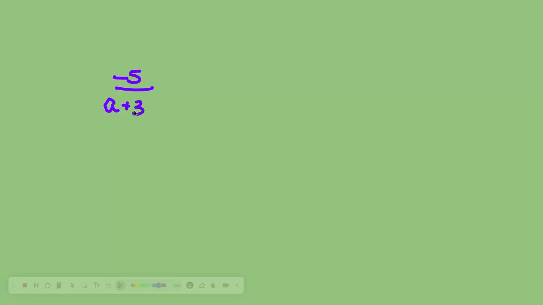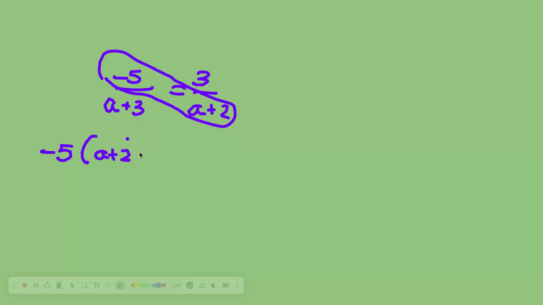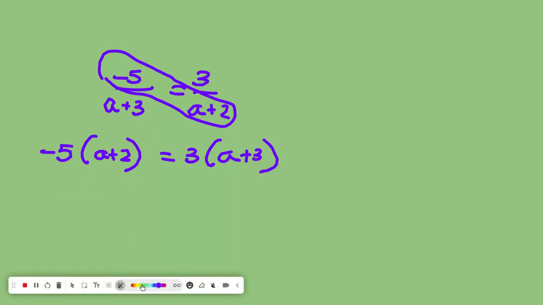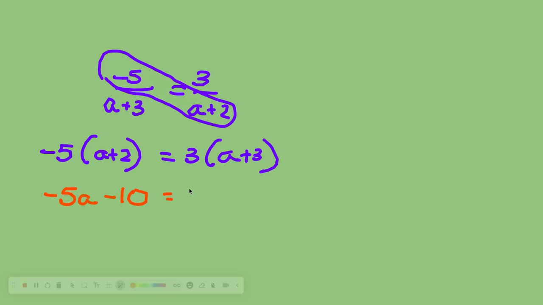So we were left with now, we had negative 5 over a plus 3, and it's going to equal 3 over a plus 2, and we just cross multiply on both sides. So this is going to be negative 5 times a plus 2, and it's going to equal 3 times a plus 3. Cross multiplying. And when we do that, we're going to get negative 5a minus 10 equals 3a plus 9.